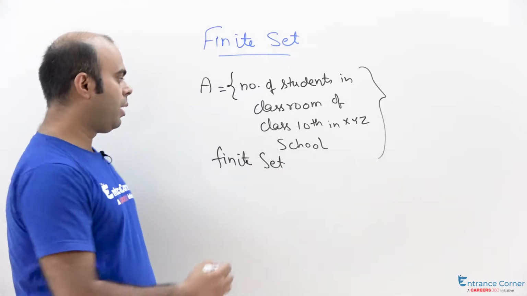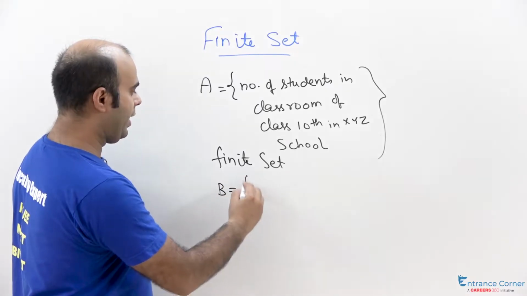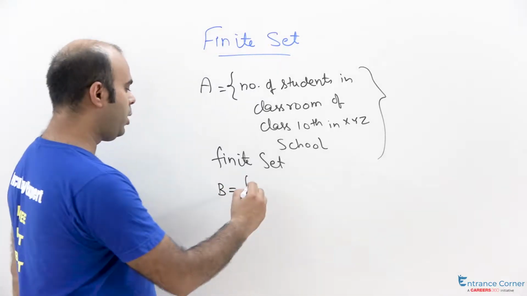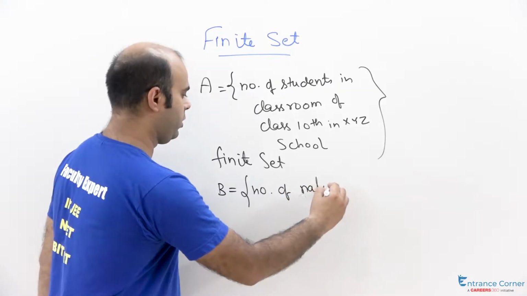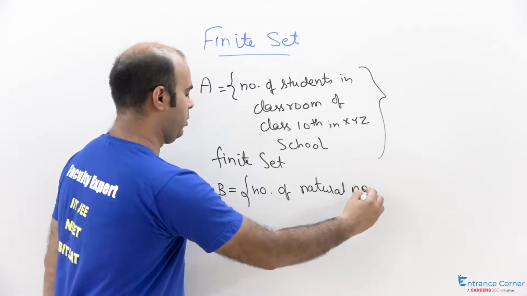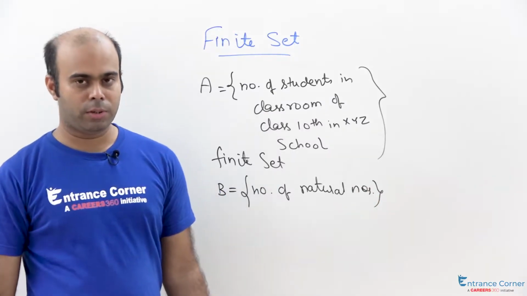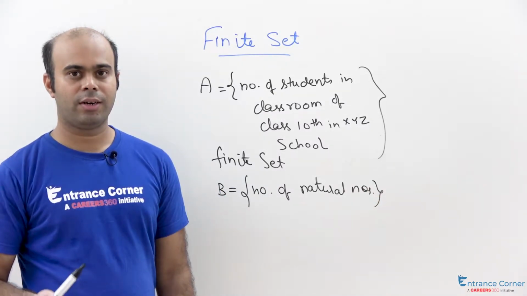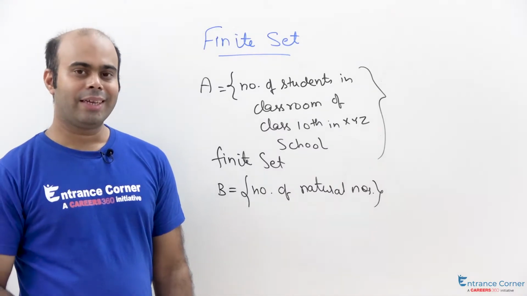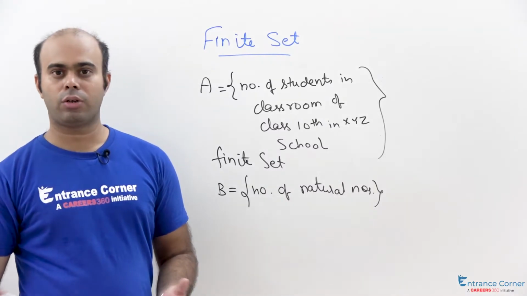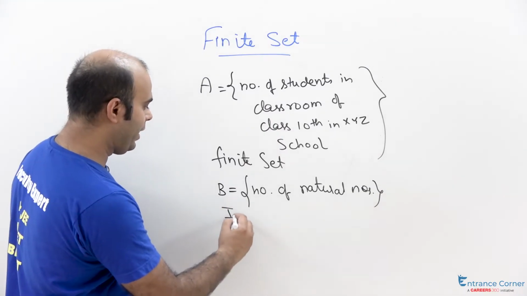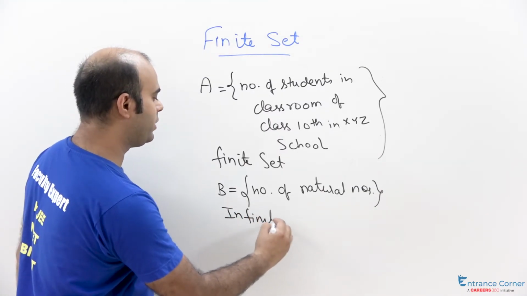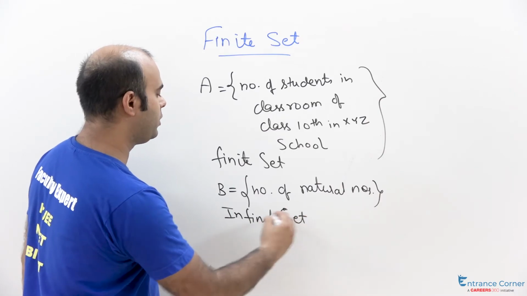But if we take an example, let us say B, and here we are saying that the number of natural numbers, let us suppose simplest example. So the number of natural numbers obviously start from 1, then go to 2, 3, 4, and will go till infinity. We cannot stop it at some point. So we say that this is an infinite set because its number of elements are not finite.